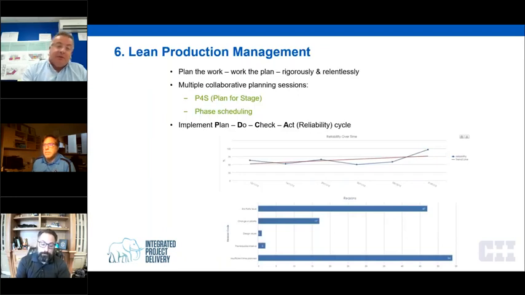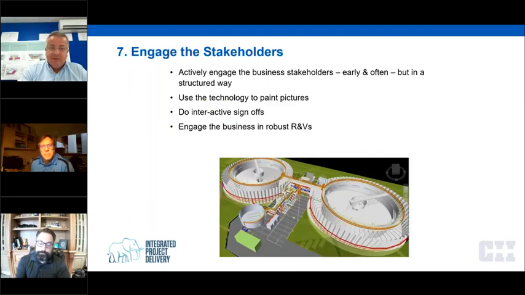Then we implement what we call production management, or last planner, or numerous other names for it. We actually do this in design with the design teams. It's a bit of a culture shock for the designers, being held to account and rigorously checked in on a weekly or bi-weekly basis in terms of their plan, do, check, act cycle. But it works. It creates an environment where you're incentivized and encouraged to do well and get things over the line, and it enables you to keep that design on track. Next one, please.